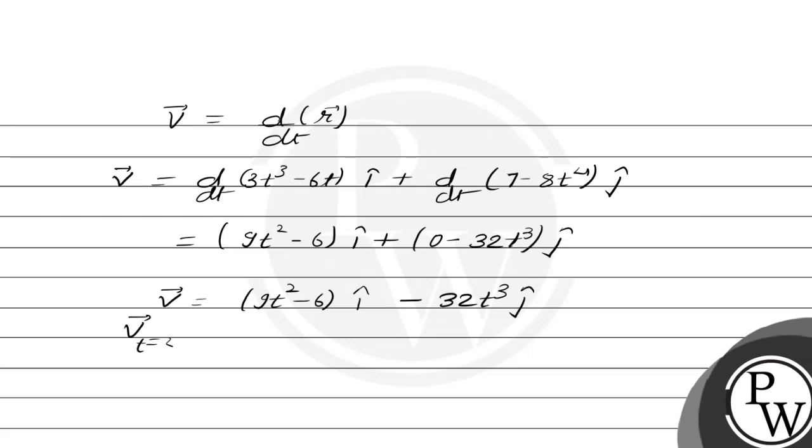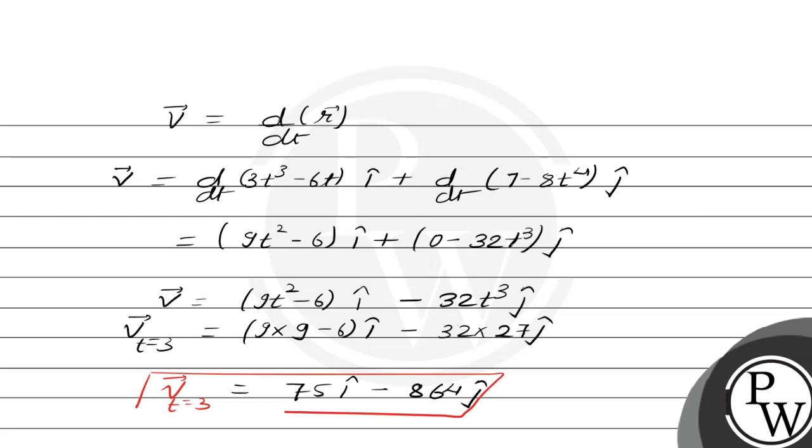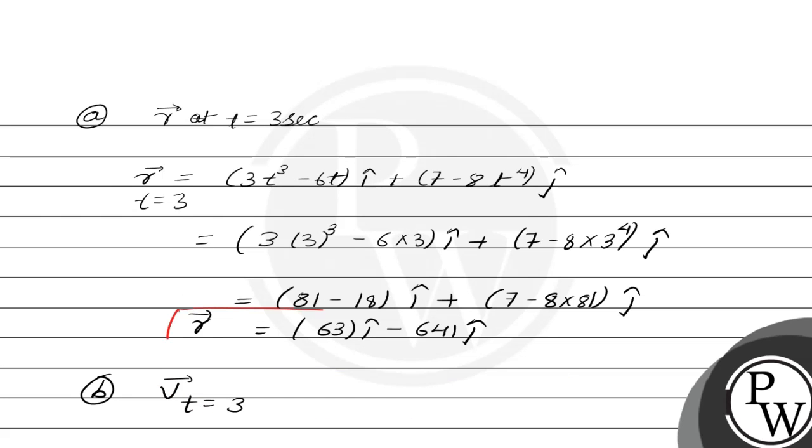So students, velocity at time t equals 3 we can find by simply putting the value of 3. 3 square will be 9 minus 6 i cap minus 32 into 3 cube. Directly we can write 27 j cap. On evaluating, you will get this as 75 i cap minus 864 j cap. This is the solution of part B of this question. This was the solution of part A of this question.